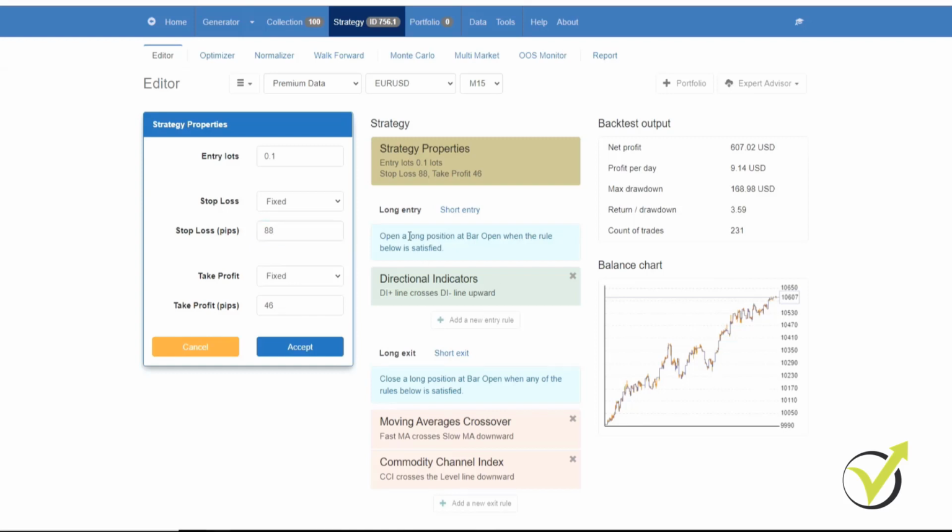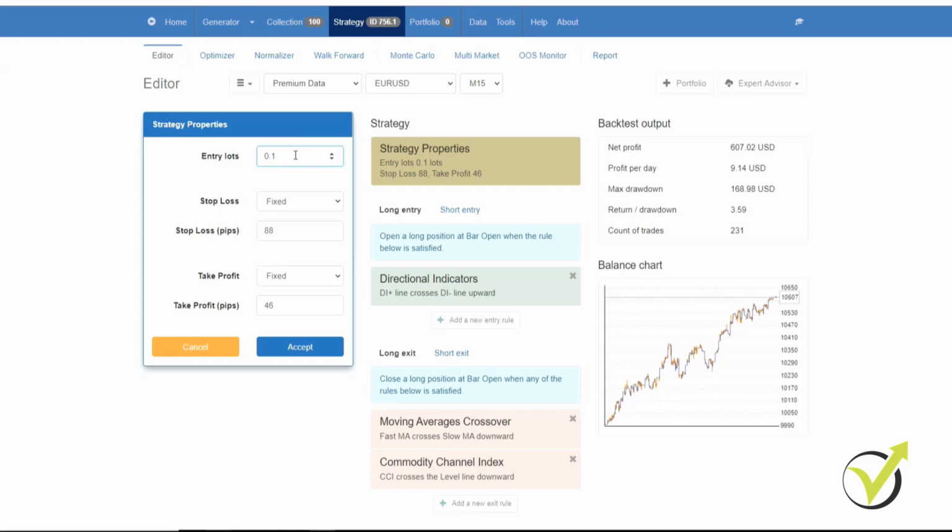For those of you who are not familiar with what a pip is, it's just a unit of measurement that shows you the change in value between two currencies. It is usually the third and fourth numbers after the decimal point, except in the case of currencies that trade the Japanese yen, in which case it is the first and second digits after the decimal point. Coming back to the strategy properties, the first thing that you'll see is the entry lots.